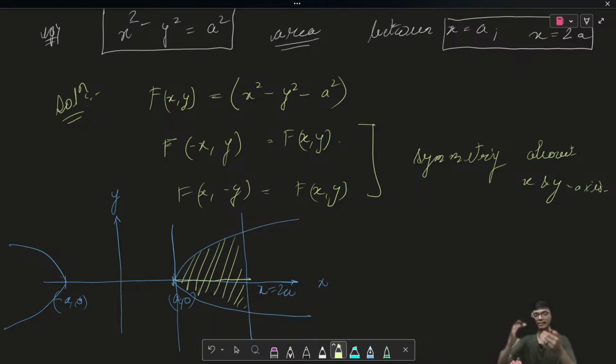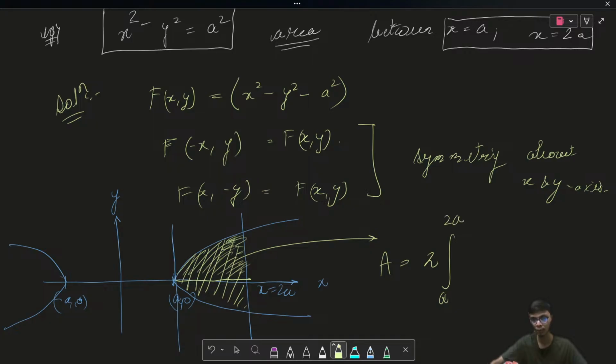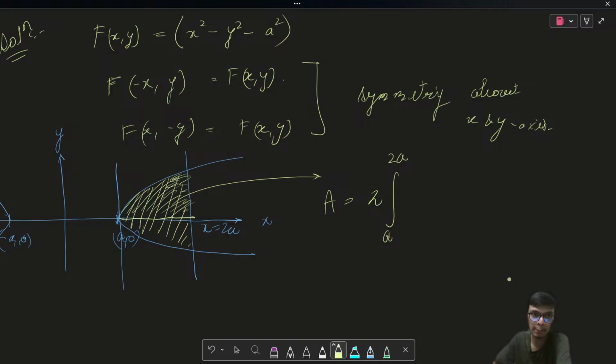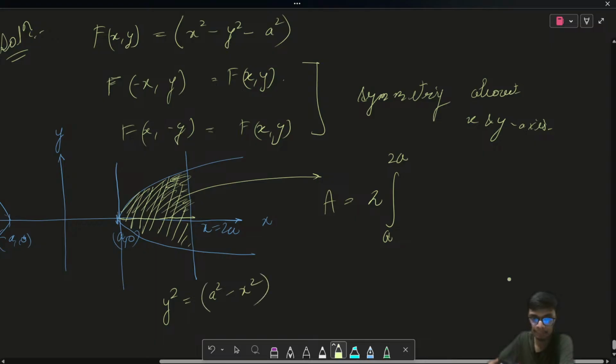Since it is symmetric about the x-axis and the y-axis, the y-axis symmetry is not that important in this part, but the x-axis symmetry is important. So I can find this upper area and then multiply by 2. The entire area will be 2 times the integral going from a to 2a, for this upper part.